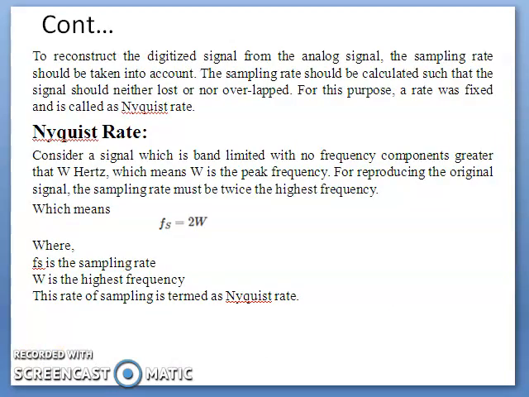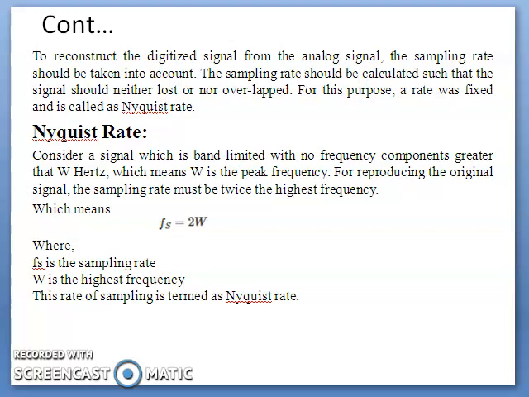Now to construct a digital signal from an analog signal, the sampling rate should be taken into account. The sampling rate should be calculated such that the signal is neither lost nor overlapped. For this purpose, a rate was fixed which is known as the Nyquist rate. So what is this Nyquist rate?